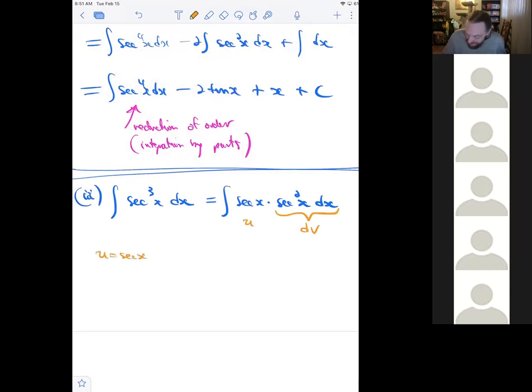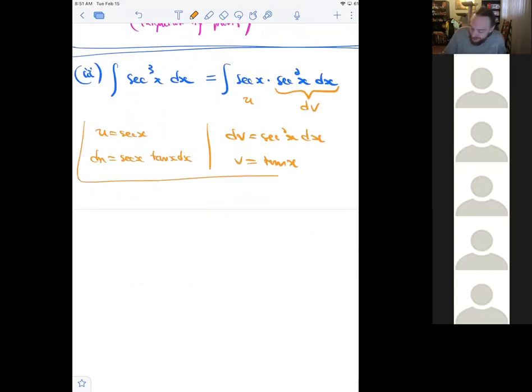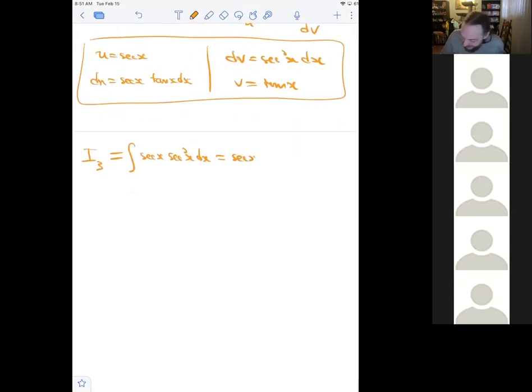So u is secant x, du is secant x tan x dx. dv is secant squared x dx, and so v is tan x. Every time I do a secant reduction of order, this is what I'm going to get. Then I call my integral I3, for the integral of secant cubed, which is equal to the integral of secant x times secant squared x dx, which is now equal to what? u times v, secant x times tan x, minus the integral of v du. So I'm going to get tan squared x times secant x dx in this case. I turn the tans cleverly into secants again, and I get my integral.